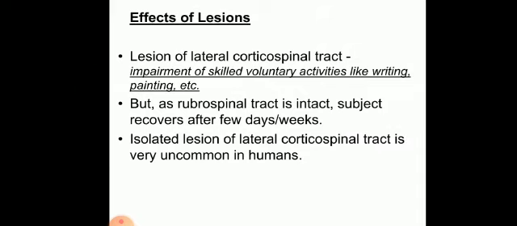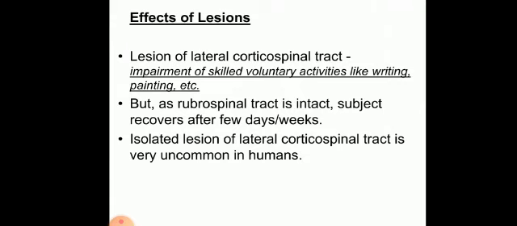But isolated lesions of the lateral corticospinal tract are very uncommon in human beings because of the close proximity of the two tracts. It's very difficult; the situation I've explained normally doesn't happen. Now in addition, one more reason is that whichever diseases affect the corticospinal tract will also affect the corticobulbar tract, which influences the activity of the extrapyramidal tracts.